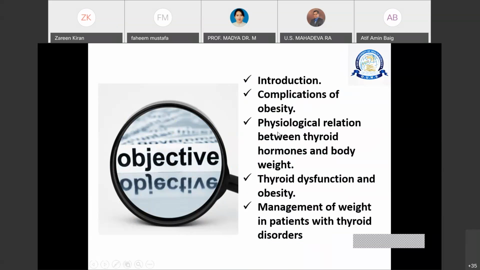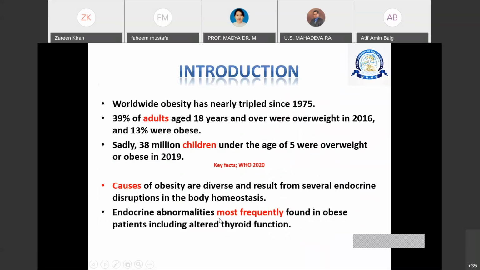The physiological relation between thyroid hormone and body weight has been explained previously by the eminent speakers, and then thyroid dysfunction and obesity. I'll give a background of how this happens, what the nitty-gritties are, and then the management, of course.